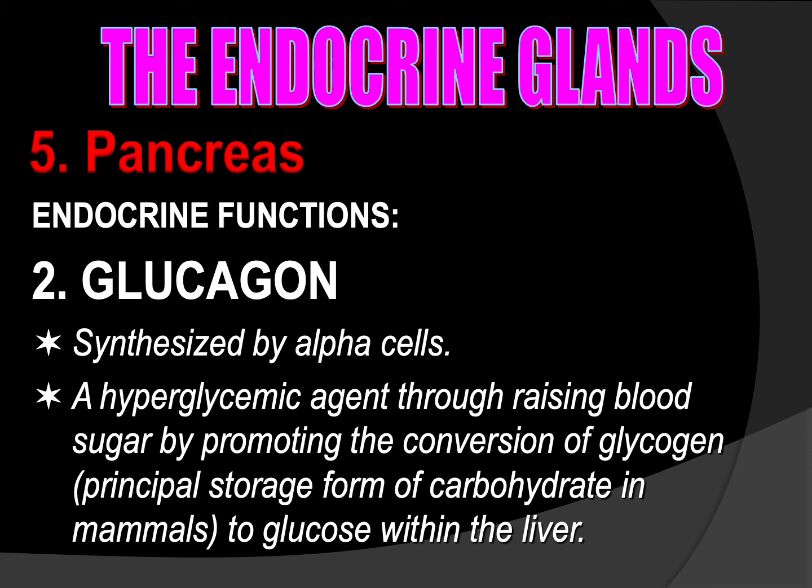So, ang target organ ng glucagon is the liver. In our liver, we store glycogen. And glycogen is a precursor of glucose. There is no important disorder that usually results from hyposecretion or hypersecretion of glucagon.